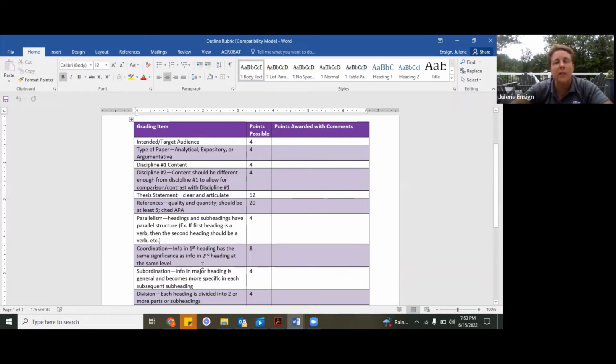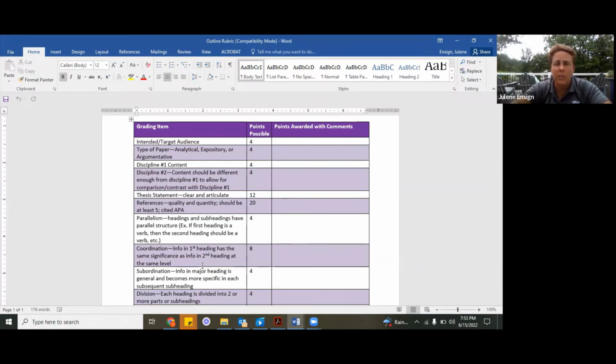Coordination, just significance. So main points are all large Roman numerals in an alphanumeric outline, and then subheadings get less significant as we go through. So in an alphanumeric outline, you'll have point number 1 as a big idea, and then A is a part of that big idea, B is another part of that big idea. When we go to little i, it's a subheading under A, those kinds of things.